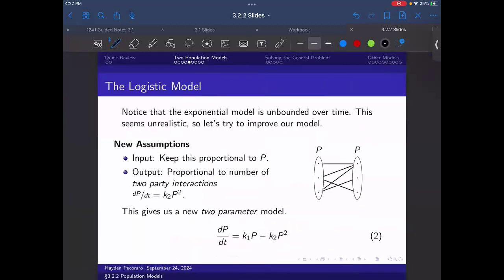Okay, so the exponential model has problems. It's unbounded over time, meaning the solutions are unbounded. As time goes on, the population just gets bigger and bigger and bigger with no cap. And that is a problem. So the model needs to change a little bit if we want to reflect reality.